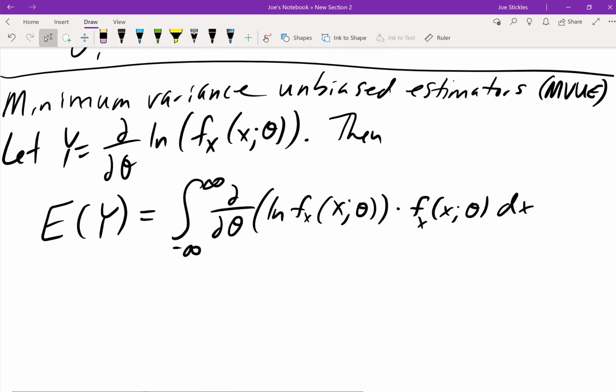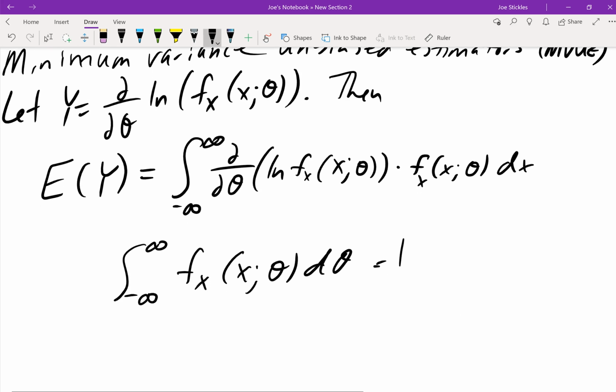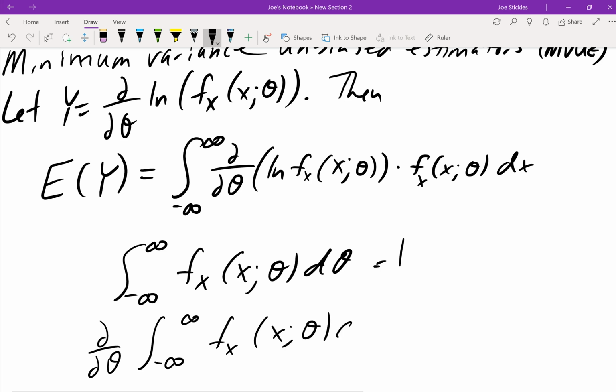All right. Well, let's think about this. If I integrate the PDF over the entire sample space, or again, we could change this with sums, what do we have to get? 1, right? So now if I differentiate both sides with respect to theta, what does the right-hand side become? What is the derivative of 1 with respect to theta? 0, right? We agree with that?